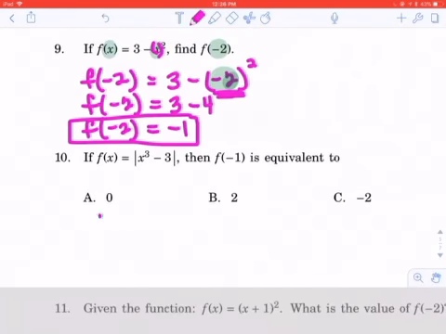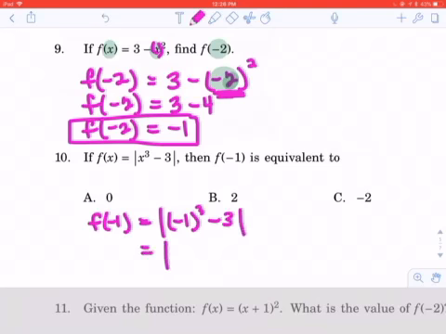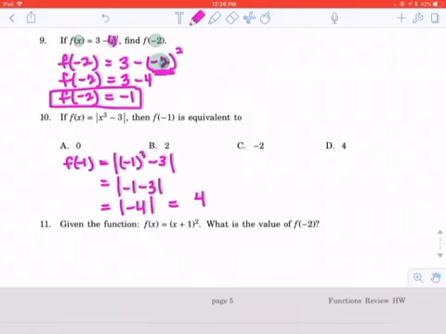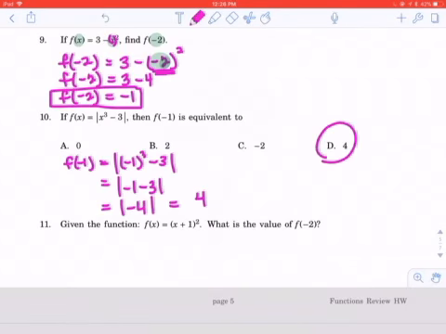For our next one, we're doing f of -1 is the absolute value of -1 cubed minus 3. So -1 cubed is -1, -1 times -1 times -1, minus 3. And -1 minus 3 is -4. And then the absolute value of -4 is +4. You don't do the absolute value until the end, until there's only one number left in those symbols.